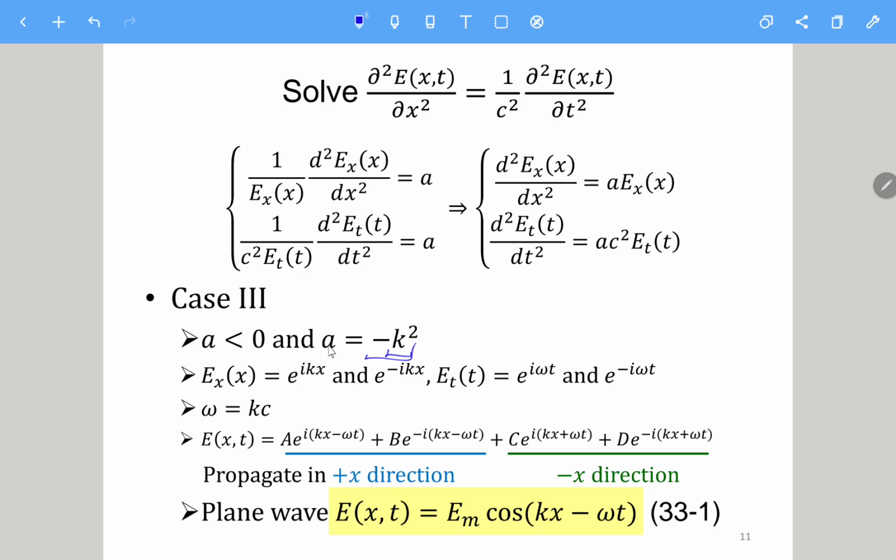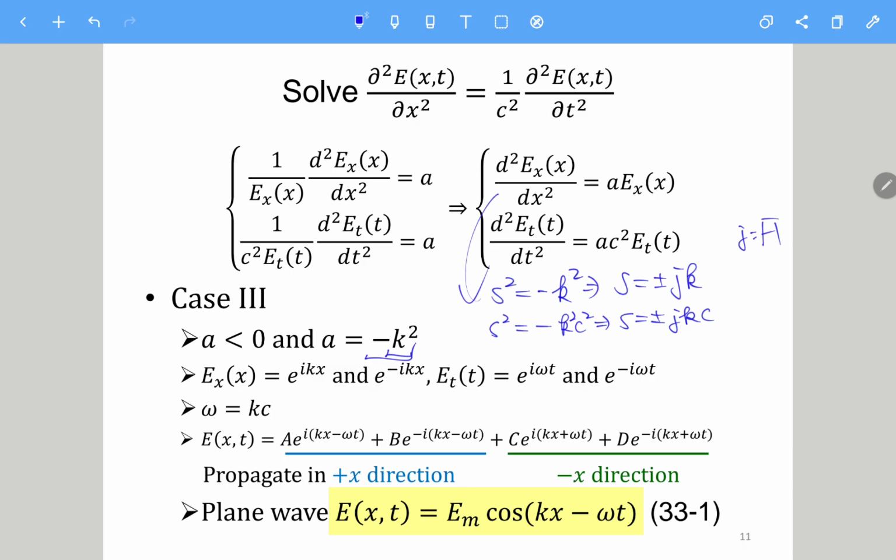Okay, so in this case, a is negative k squared, which means that if we try to write out the characteristic equation, it becomes s squared equals a times 1, which is a, but a is negative k squared, which means that s should be plus or minus jk. j is of course the square root of negative 1. And then similarly for the second one, s squared equals negative k squared c squared, so we have s to be plus or minus jkc.